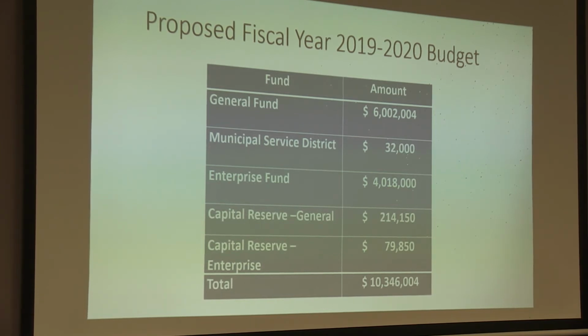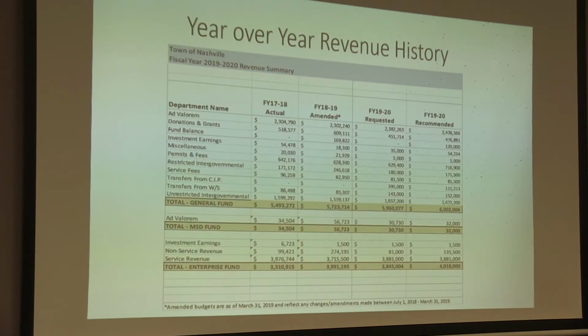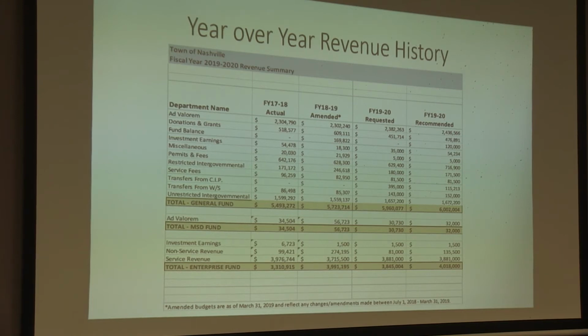General fund highlights. The general fund provides funding for the operation of all departments except those associated with the municipal service district or the enterprise fund, which is essentially water and sewer. The general fund has 16 functions, with anticipated operation scheduled to total $6,002,004 for the upcoming year.